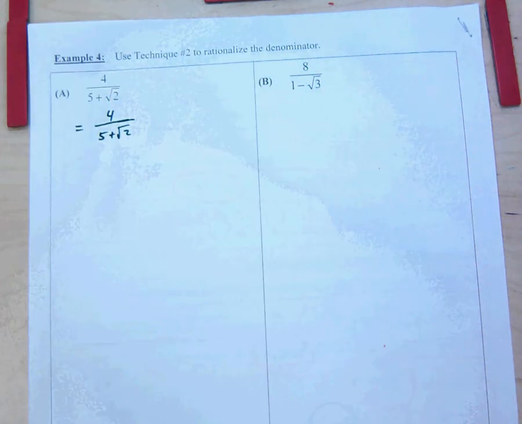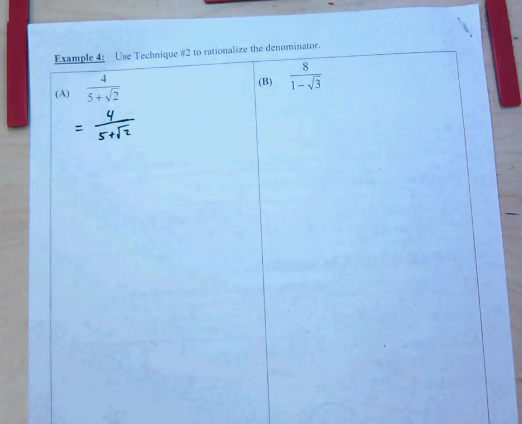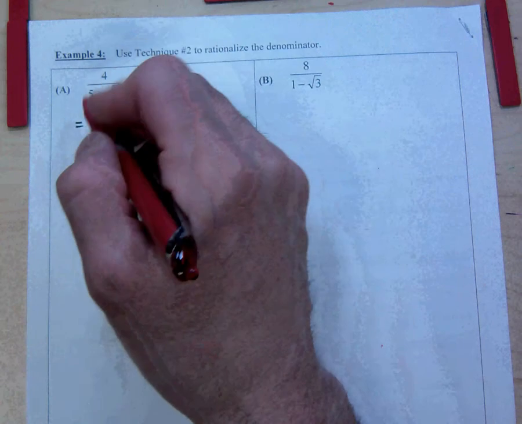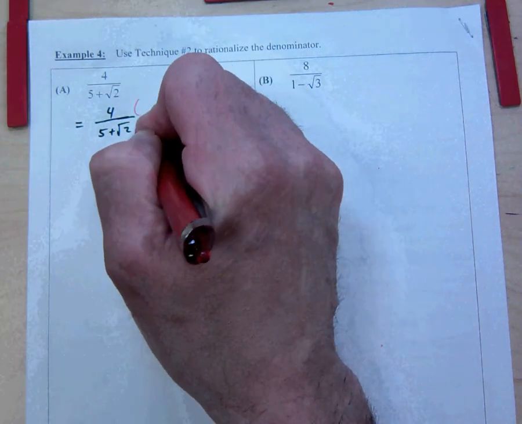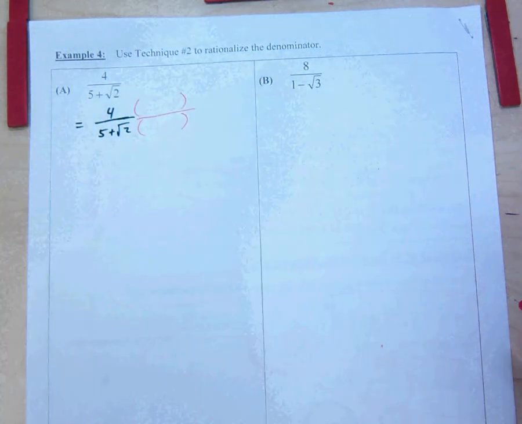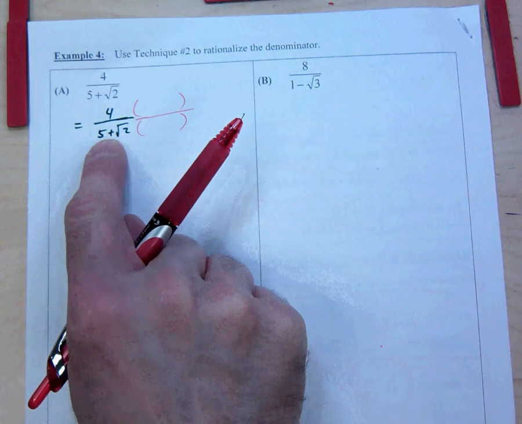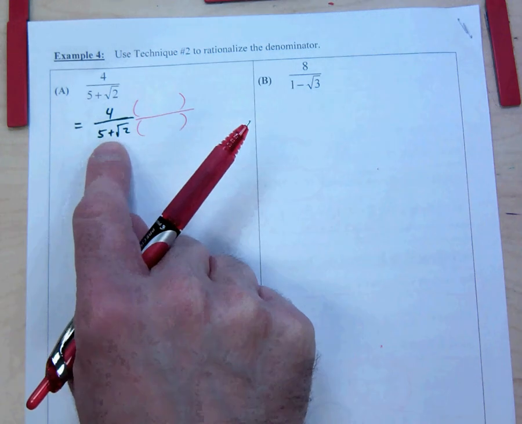Okay, so I have a radical in the denominator. Not only do I have a radical in the denominator, I've got a sum along with it. And so there's a different trick, right? We use the second trick. What's the second trick? You multiply top and bottom by what? The conjugate of the denominator. What's the conjugate of 5 plus square root of 2?